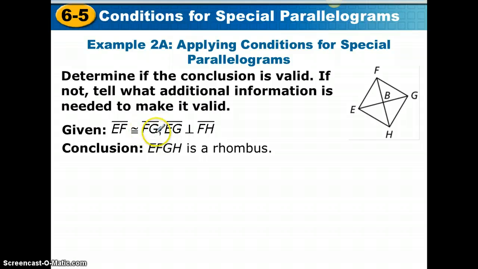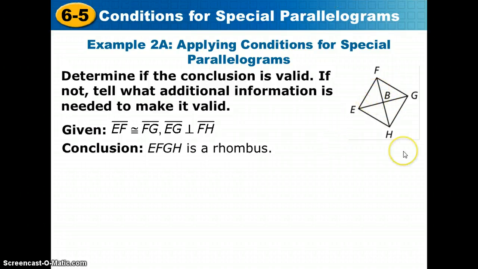EF is congruent to FG, and EG, this diagonal, is perpendicular to FH. So that's a right angle. We want to conclude that EFGH is a rhombus using that given information.